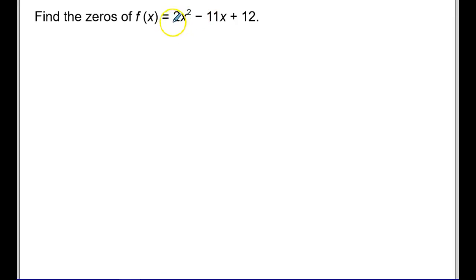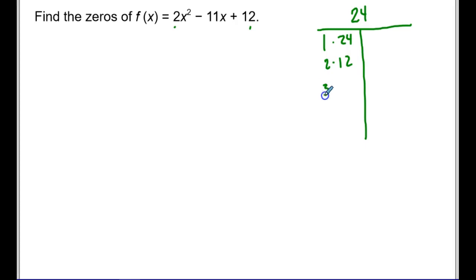So the first thing I want to do is make sure that all of my terms are on one side of the equation, which they are. Then I can multiply my a times my c, so 2 times 12 is 24. So now that I have 24, I want to go and find all of the factor pairs of 24. So I've got 1 times 24, I've got 2 times 12, 3 times 4, oh, sorry, not 3 times 4, that will give me 12. So I have 3 times 8, and I have 4 times 6. And to get this positive 24, I know that either these can both be positive or both be negative, because that will still give me a positive 24.